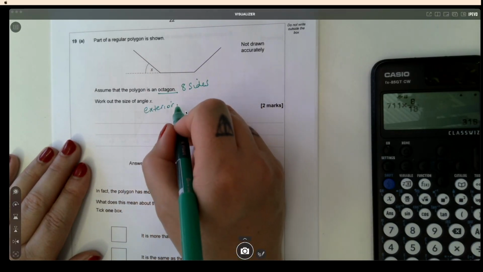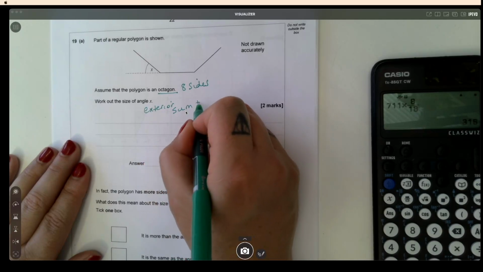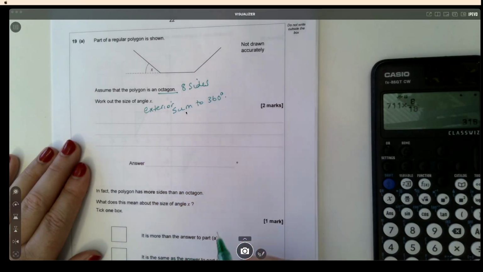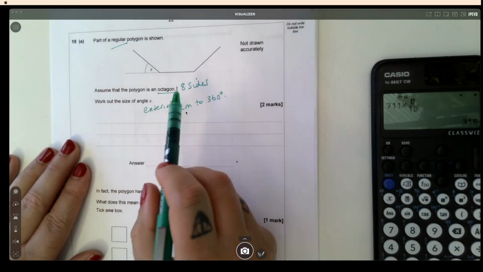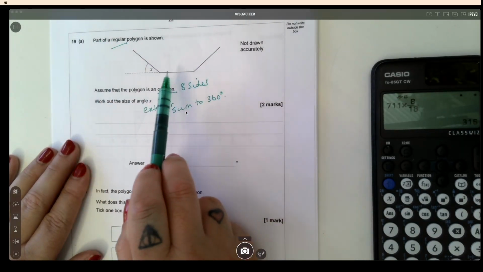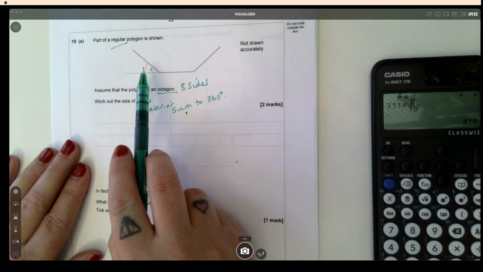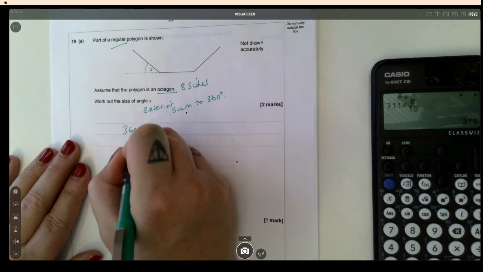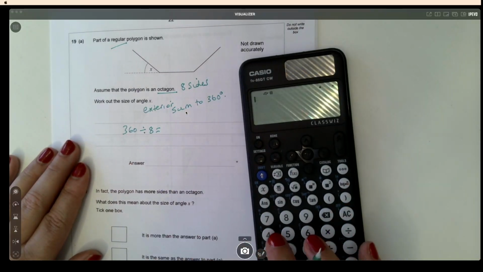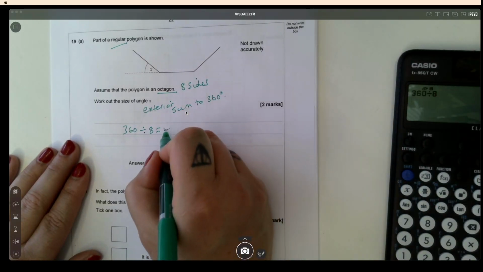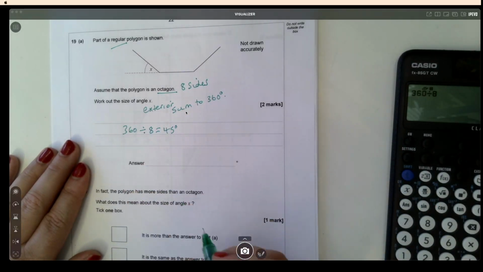And exterior angles sum to 360 degrees. So if I'm trying to find one of them and it's a regular polygon, I know that all of the exterior angles are going to be the same size. So I'm going to do 360 divided by the number of sides. It's a calculator paper. 360 divided by 8 is 45. So each of those exterior angles is 45 degrees.